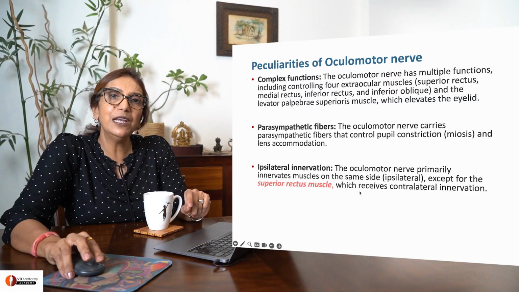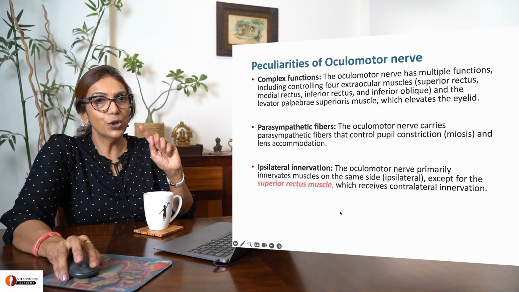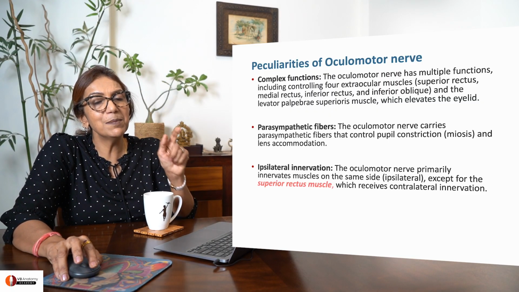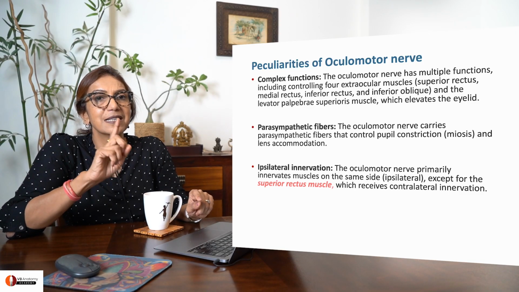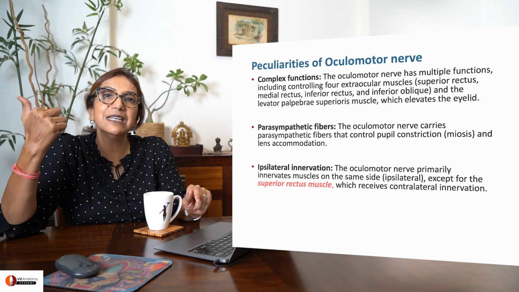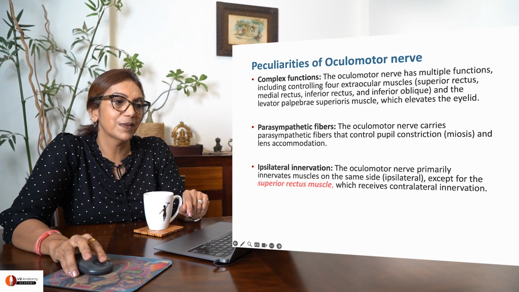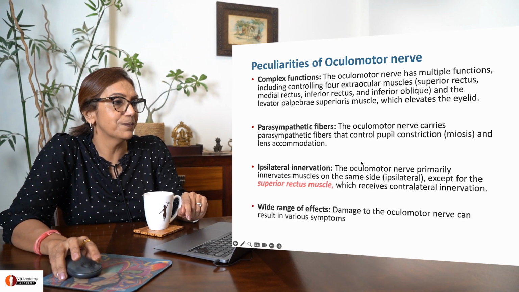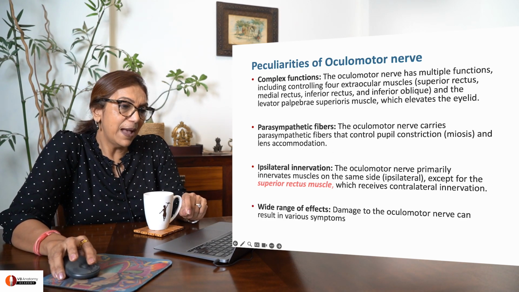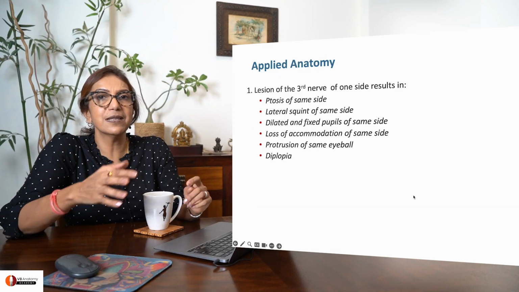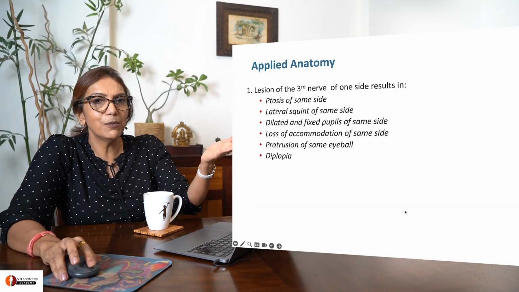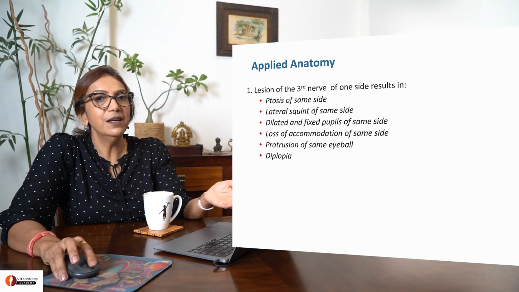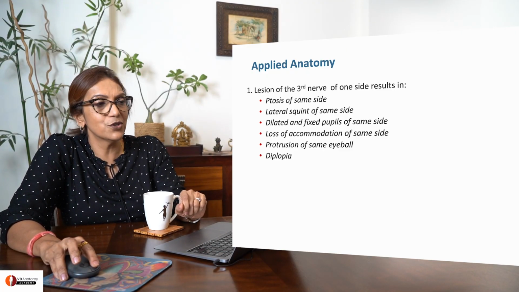Now, this is something very unique. The oculomotor is supplying the same side muscles, but the superior rectus of that side is getting information from the opposite side cerebral cortex, contralateral innervation. And damage to the oculomotor nerve therefore has a wide range of symptoms. Again, there are a whole lot of them I have put up here. You should read them, and you should take a look at images.